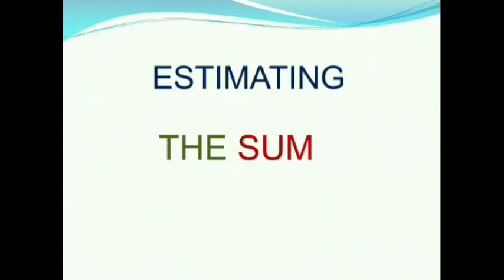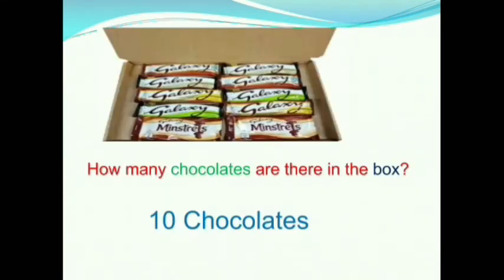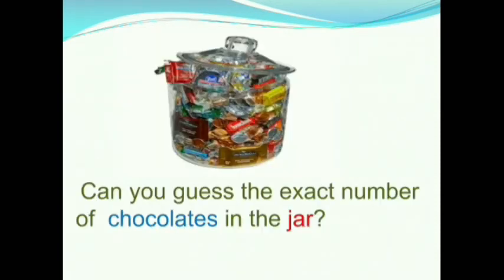Children, now we will learn about estimating problems. Children, look at the picture and count how many chocolates are there in the box. Yes, there are 10 chocolates. So we can count the exact number of chocolates in the box. Children, can you guess the exact number of chocolates in this jar? We cannot guess exactly how many chocolates there are, but we can say that there are 50 to 60 chocolates in this jar.